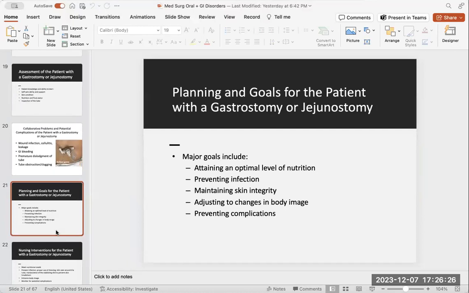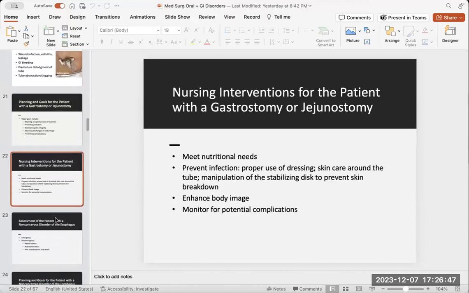Because it might rub, right? So we might need to put skin barrier moisture onto it and things like that. Right? They might be a little self-conscious about having a tube. Some people have these gastrostomies or these things for life. So we have to be really careful and help them and give them support. Other things, right? Once again, always nutritional needs, always preventing infection, enhancing body image, monitoring for complications. All of these are just going to repeat for everything.